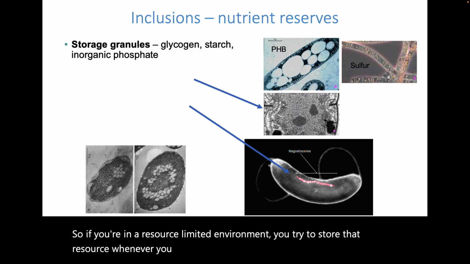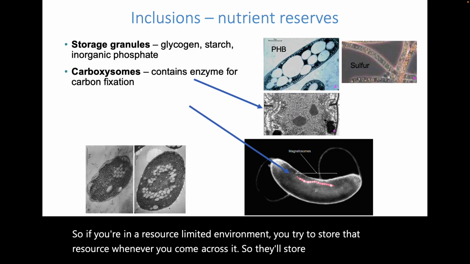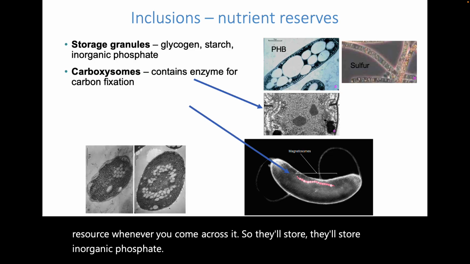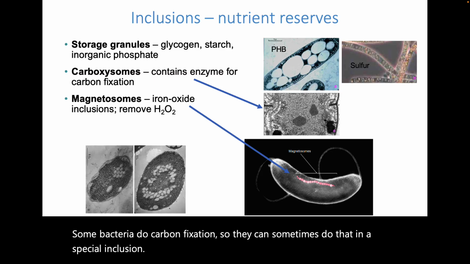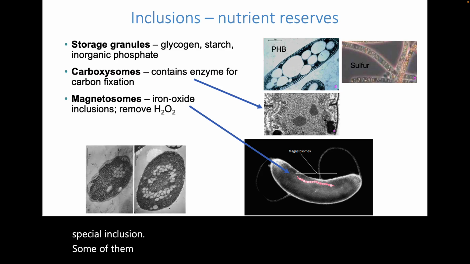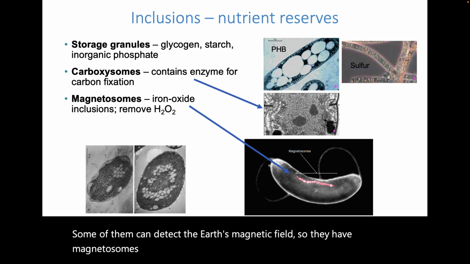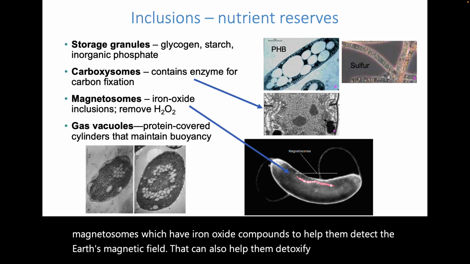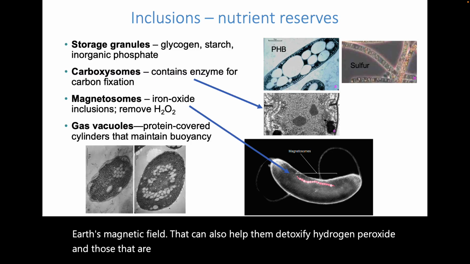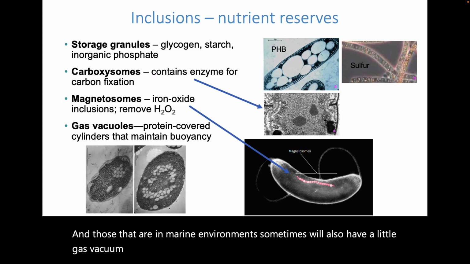So they'll store inorganic phosphate. Some bacteria do carbon fixation, so they can sometimes do that in a special inclusion. Some of them can detect the Earth's magnetic field, so they have magnetosomes, which have iron oxide compounds to help them detect the Earth's magnetic field. That can also help them detoxify hydrogen peroxide. And those that are in marine environments sometimes will also have a little gas vacuole for buoyancy so that they can float.